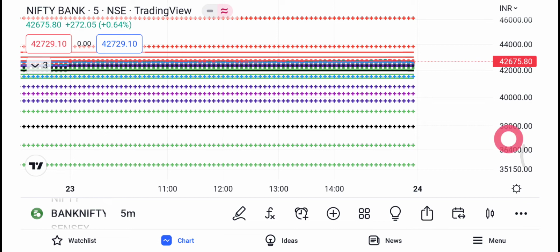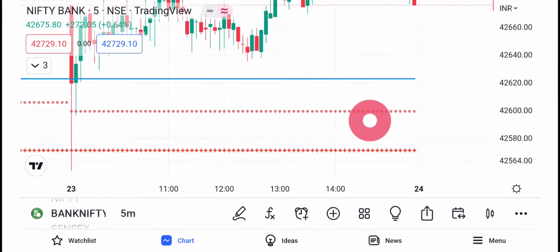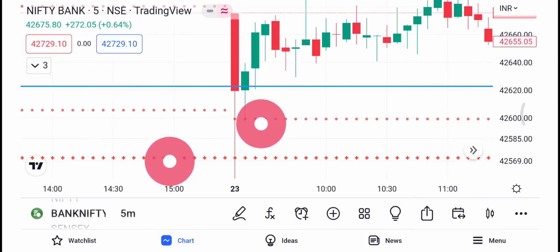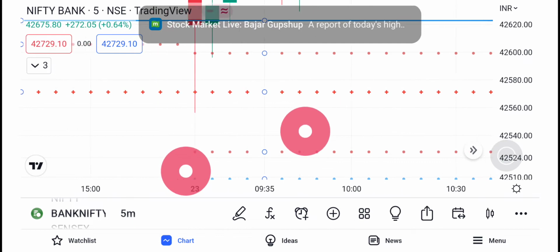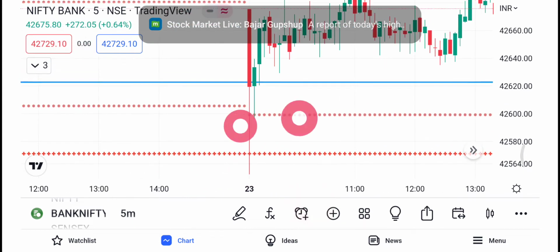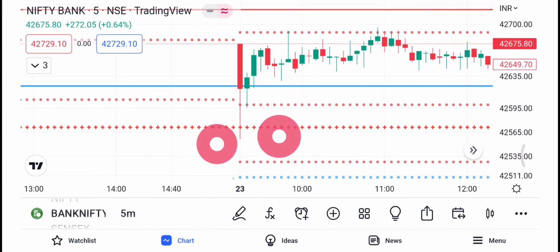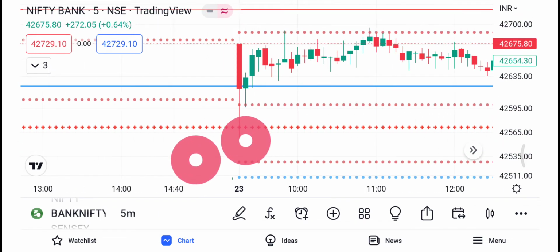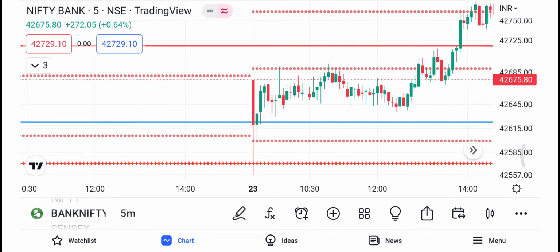The reason is, even though the Nifty is facing resistance from the weekly CPR, the Bank Nifty first candle opened all the way from R2. This is the daily R1. This red dotted line is the daily R1. This red dotted line is the daily resistance R2, and this red crisscross line is the monthly resistance, and this blue horizontal line is the weekly resistance.